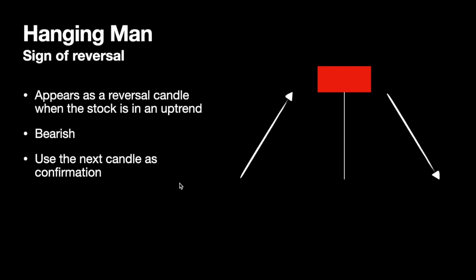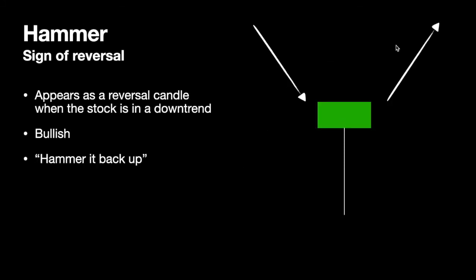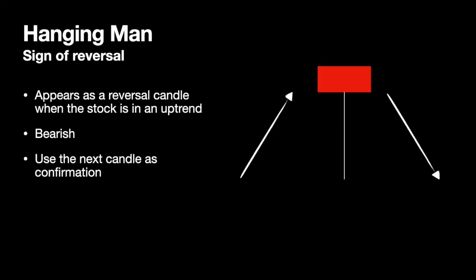Now, when we're talking about a hanging man, it's very similar. You see how it's called a hammer, and then we're moving on to hanging man. The difference is really that the hanging man comes at the top. So the hammer candle, typically you'll see at the bottom. So if the stock is coming down, it's going to reverse to the upside. The hanging man means that the stock is going upward and is going to reverse to the downside. Same exact idea. Use the next candle as confirmation.